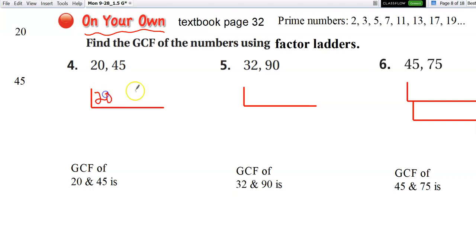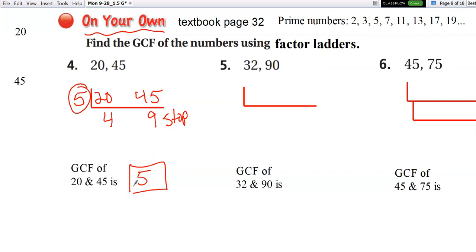So I'm going to put 20 and 45 in the ladder, and then I'm going to look at my list of prime numbers and start dividing out common prime numbers. They're both divisible by 5 because it ends in 0 or 5. So I put a 5 on the outside. 20 divided by 5 is 4. 45 divided by 5 is 9. And now I'm going to write stop. I can't divide anymore. 4 and 9 don't have any common factors up here. So guess what? I'm done. The greatest common factor is 5. There's only one number in the ladder.